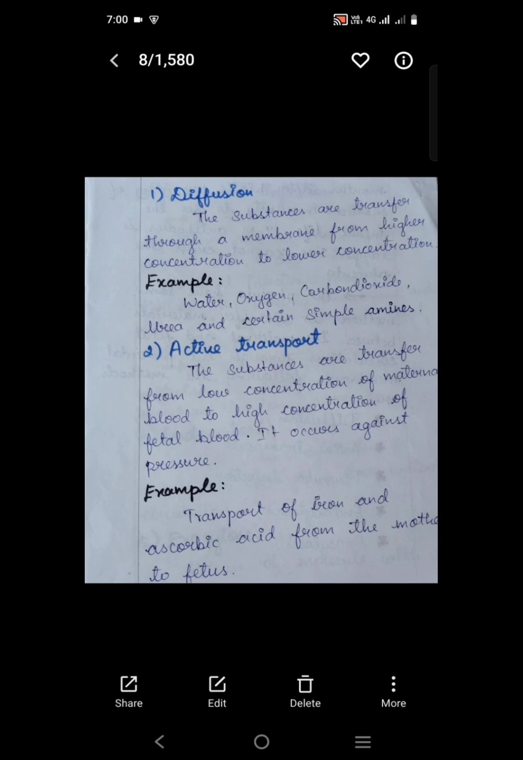If you look at an example, transport of iron and ascorbic acid from the mother to the fetus. A sufficient amount will be there in the fetus of iron and ascorbic acid, but an insufficient amount will be in the mother, yet it is still absorbing iron and ascorbic acid to the fetus. So this is the active transport method.